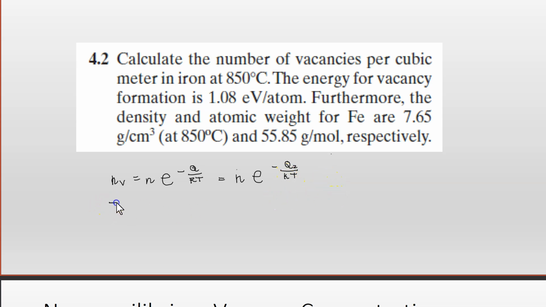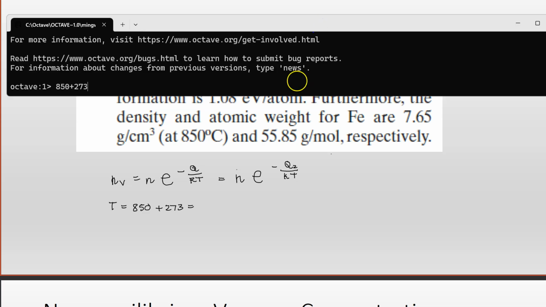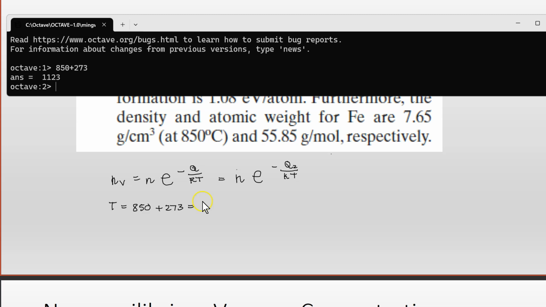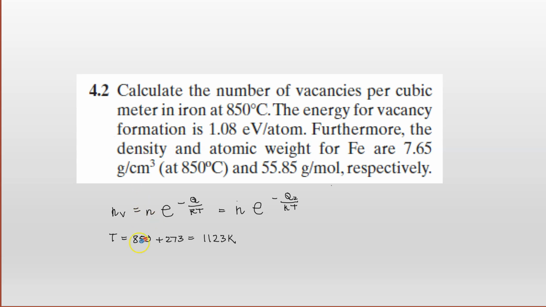First thing we should do, of course, is to convert the temperature to Kelvin, which is 1123. Next we want to calculate N, the number of atoms per unit volume. To calculate that, let's look at the density.